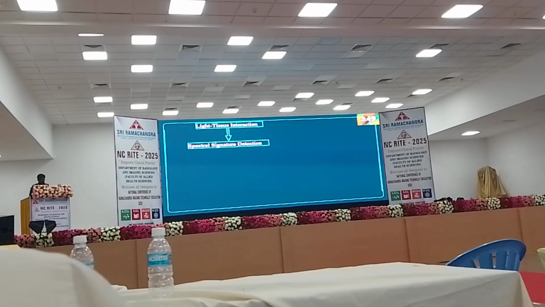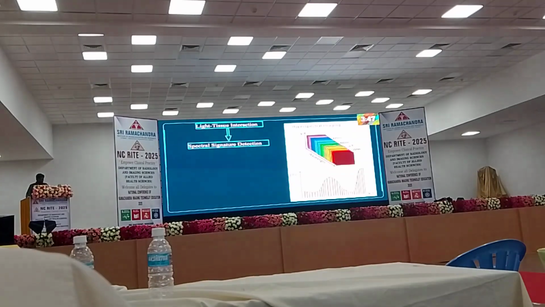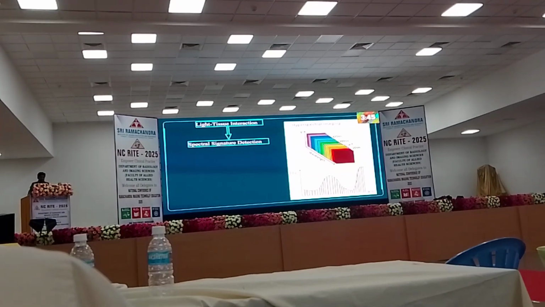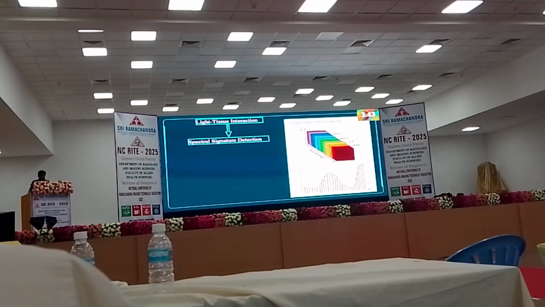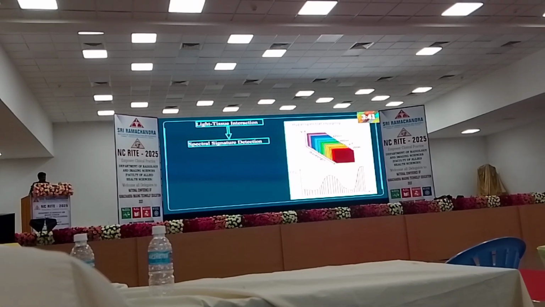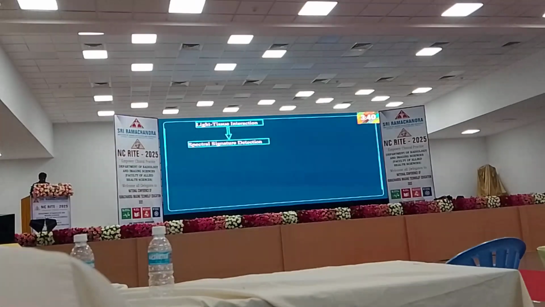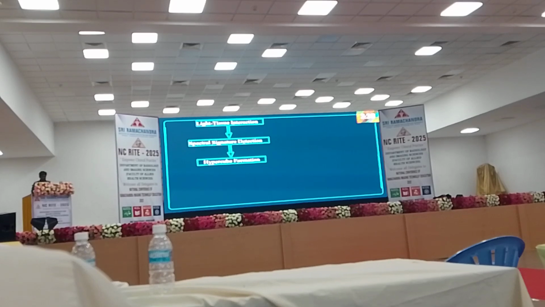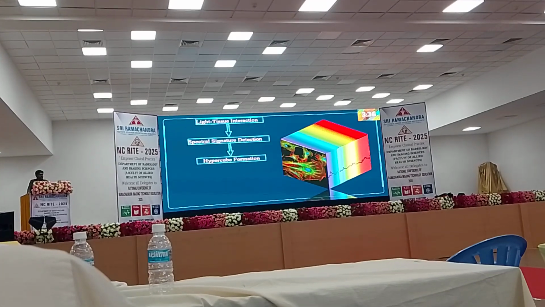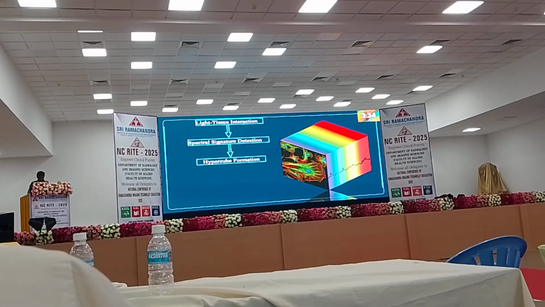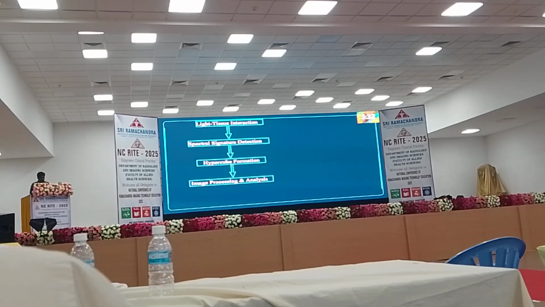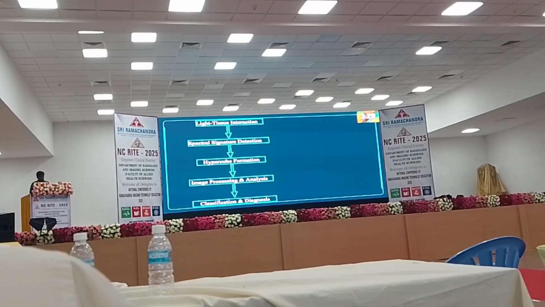Next, the step is spectral signature detection. Each and every tissue, that is different types of tissue, have different spectral signatures, which is further helpful to form the hypercube. So third is hypercube formation. A hypercube is a 3D data set where we have spectral and spatial resolutions. Then is image processing, and finally we will be classifying and diagnosing based upon the image we get.